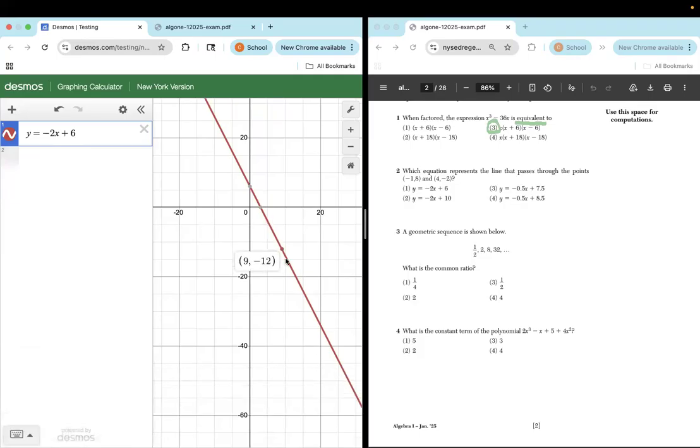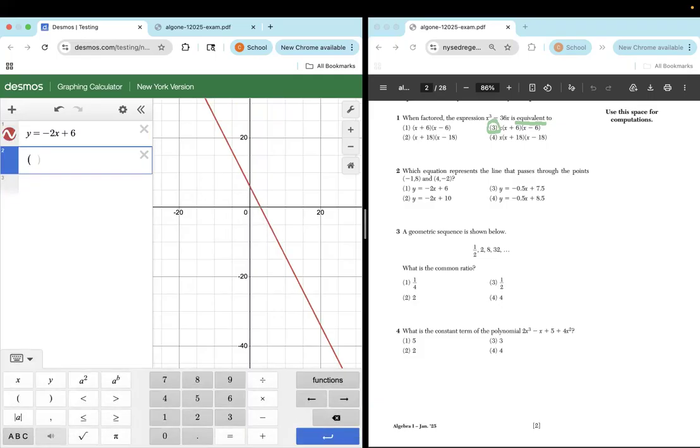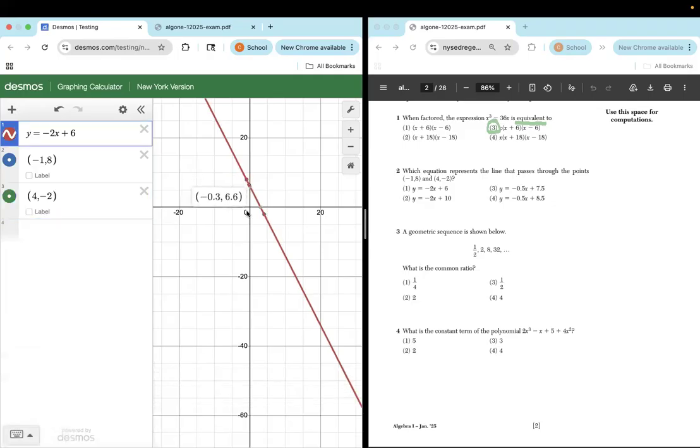We can trace along the line and see all the points that are on it, but it might be a little bit easier if we just type in the points. So -1, 8 and 4, -2. And both of those points are on the line. So the answer is choice one. Passes through the points means that the line goes through those points, which in other words means the points are on the line.